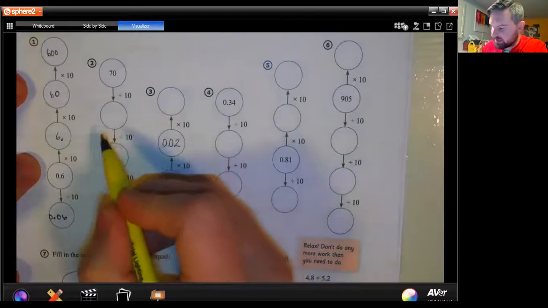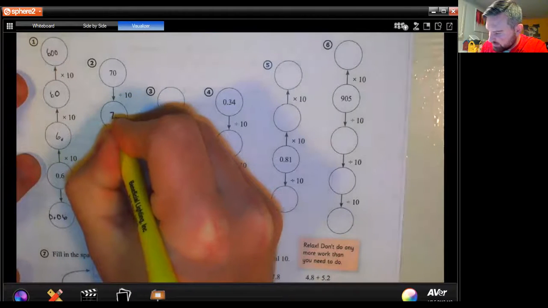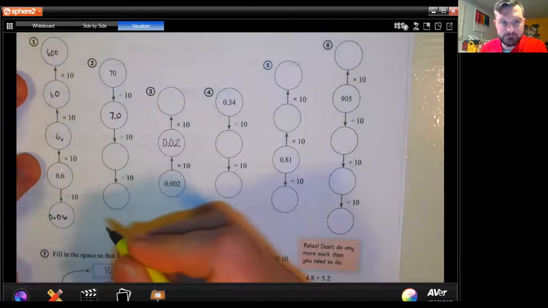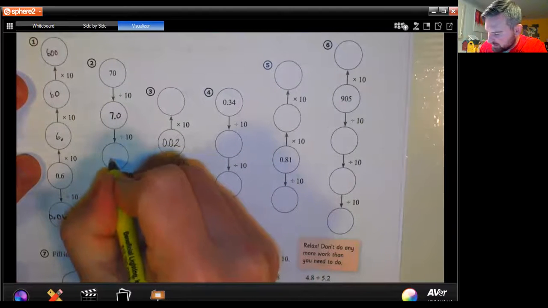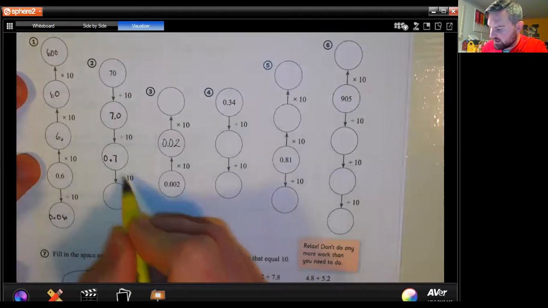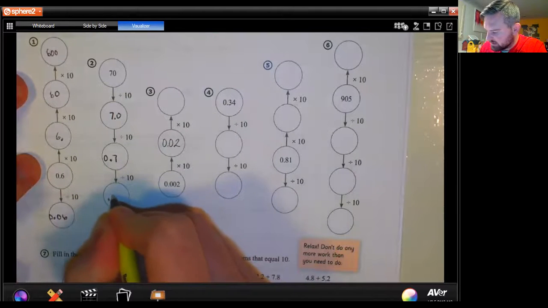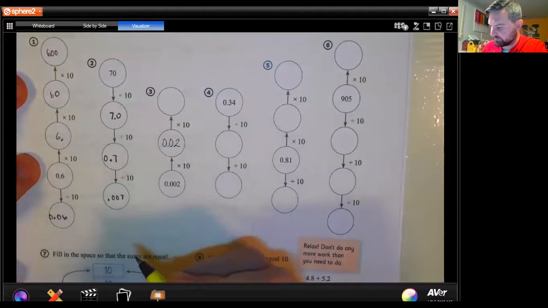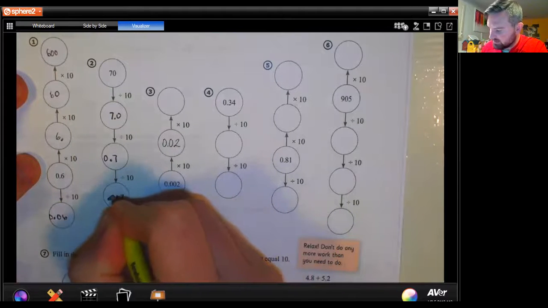Number 2, we have 70. 70 divided by 10 is 7. And you could put 0.0 if you wanted. 7 divided by 10 is 0.7. And 0.7 divided by 10, again, you're just moving that decimal to the left, is 0.07. Sorry, too many zeros.